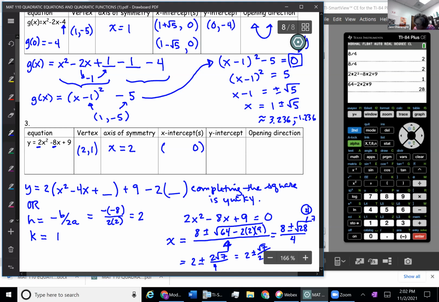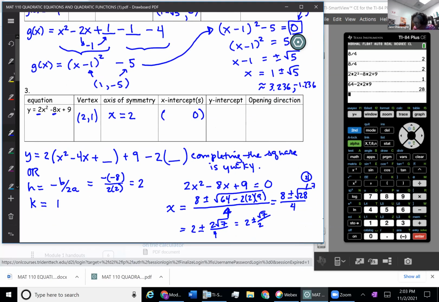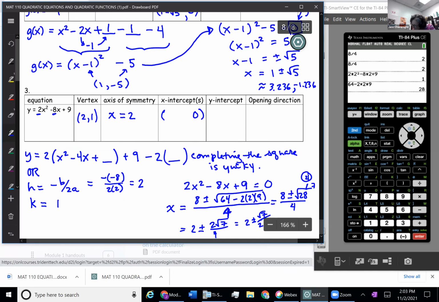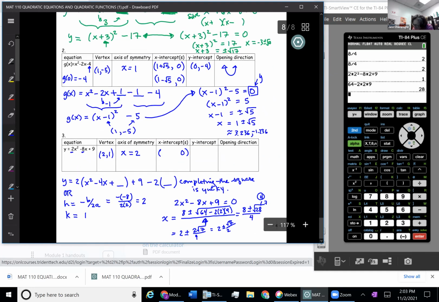Like so. I've got some stuff in the way here. I've got to make this smaller or something. Hang on. There we go. It still doesn't want to cooperate. Here we go. So yeah, 2 plus or minus √7 over 2.